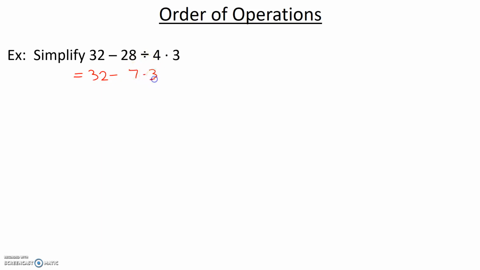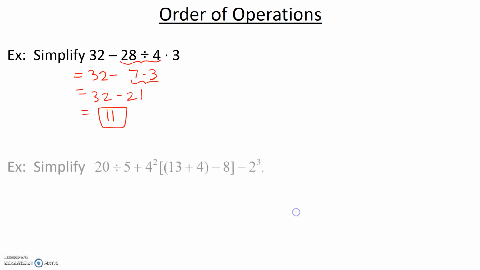Now we have a choice. We can either subtract 32 and 7 or multiply 7 and 3. In the order of operations, multiplication is done before subtraction. So 7 times 3 is 21, and 32 minus 21 is 11, which is our final answer. Okay, so first divide, then multiply, finally subtract.